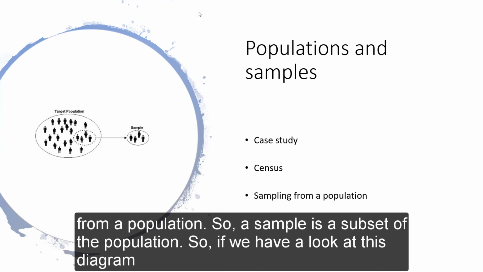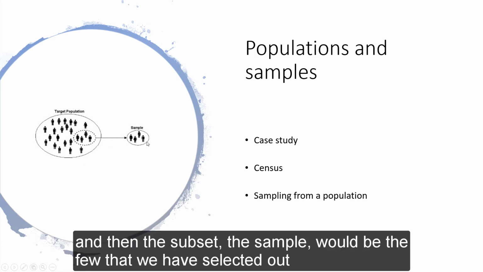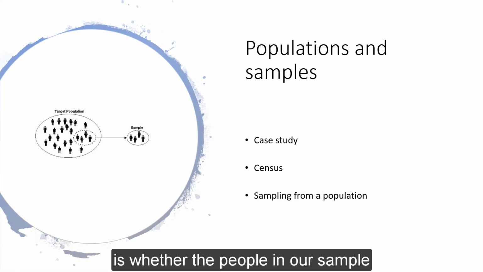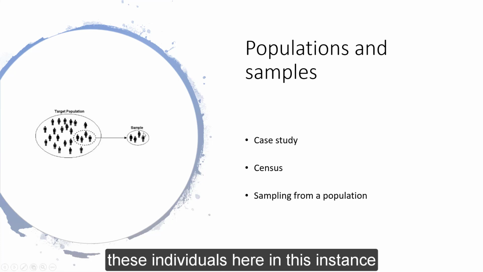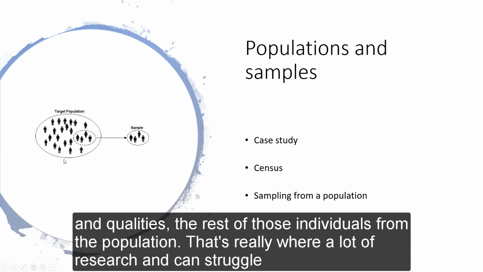So a sample is a subset of a population. So if we have a look at this diagram, our target population would be all the individuals, and then the subset, the sample, would be the few that we had selected out. Now, one of the important things to think about is whether the people in our sample, these 4 individuals here in this instance, reflect all the important characteristics and qualities of the rest of those individuals in the population. And that's really where a lot of research can struggle.